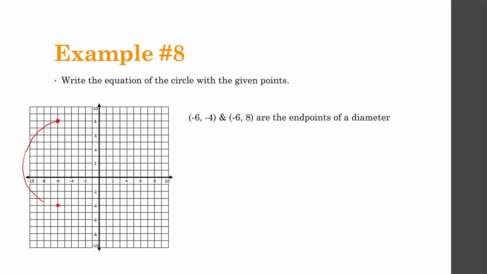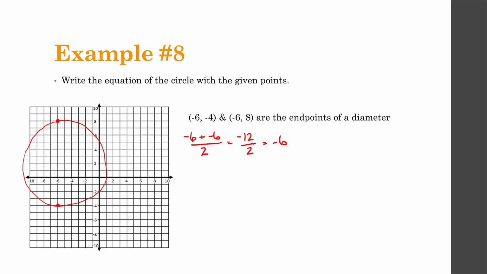So my circle goes something like this. So we know we need a center and we need a radius. The center of the circle is going to be the exact midpoint between the two endpoints of my diameter. So you could use the midpoint formula here. Midpoint formula says add the x's, so -6 plus -6 over 2, and then divide. It's just finding averages. So -6 plus -6 is -12 over 2, and this is -6.